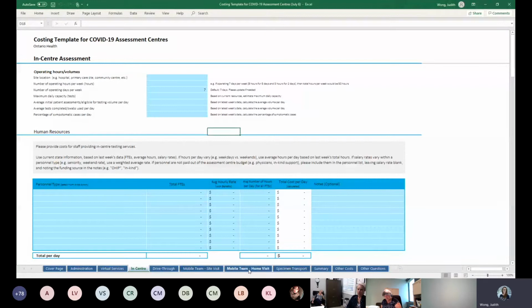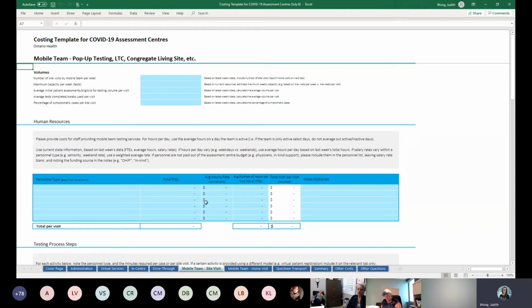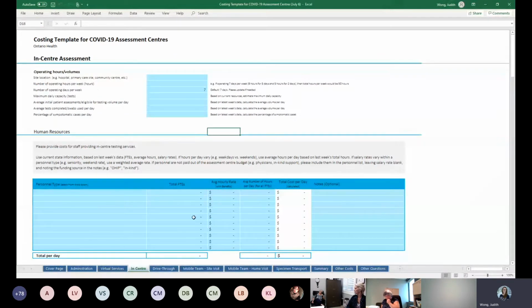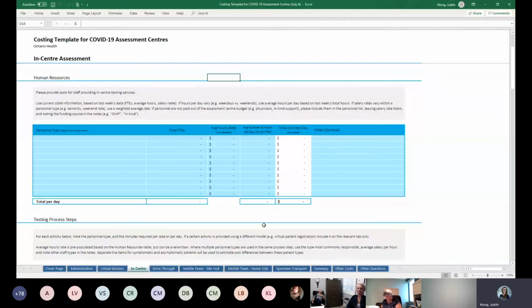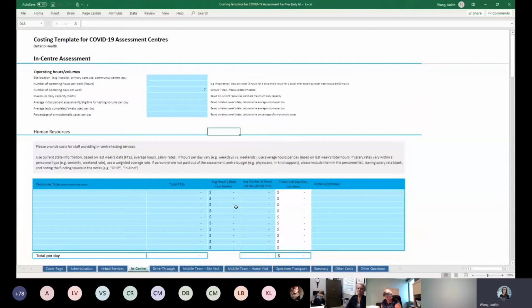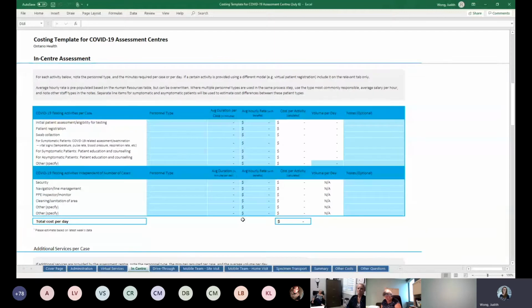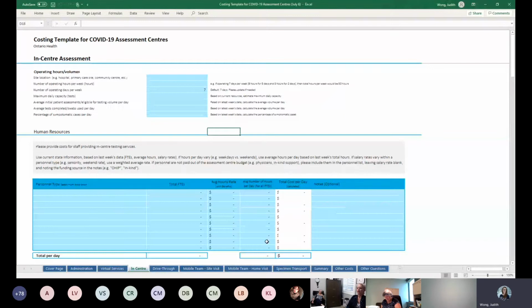If you have multiple mobile teams that have different cost structures, you can submit 2 templates. That's an option for you if your sites are so different that it doesn't make sense to aggregate them together. It will be less work for you, I think, if they're similar enough that you can aggregate them together, so I would encourage you to do that. But if that is not feasible for you, we will take 2 separate templates, or three, or 4, if that's what's required.